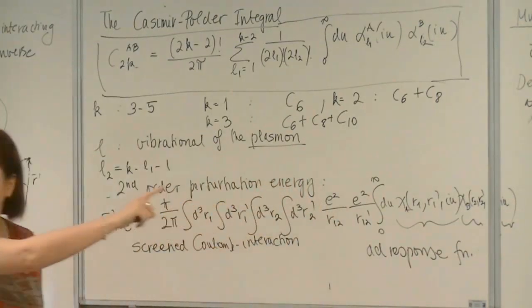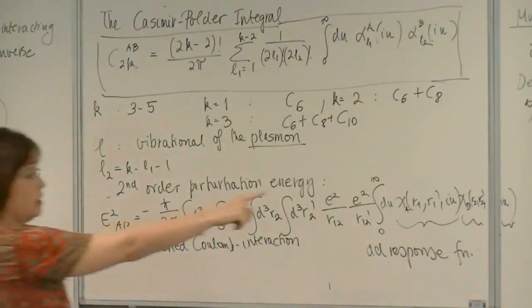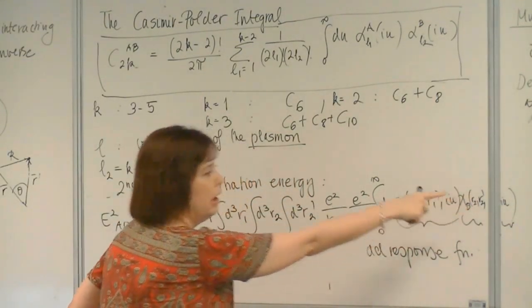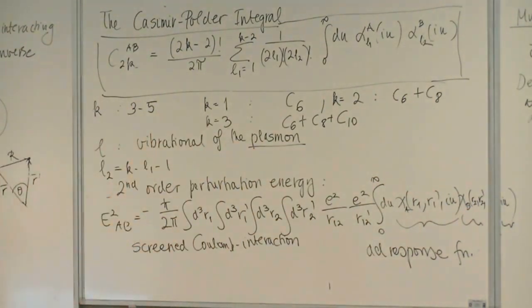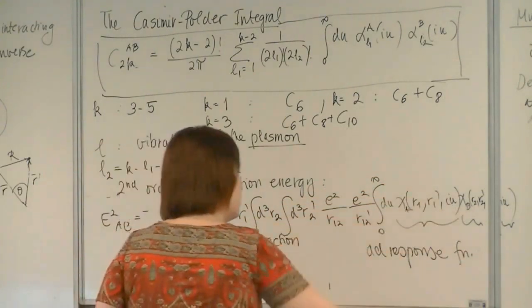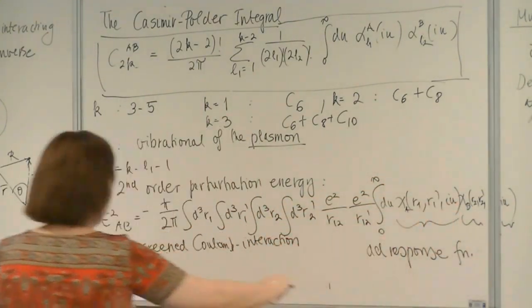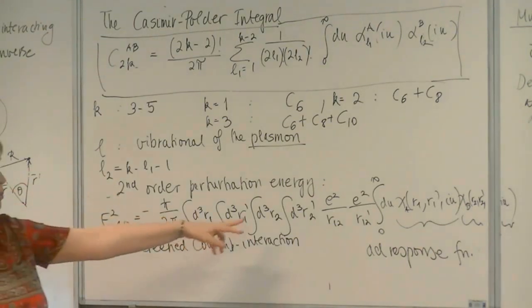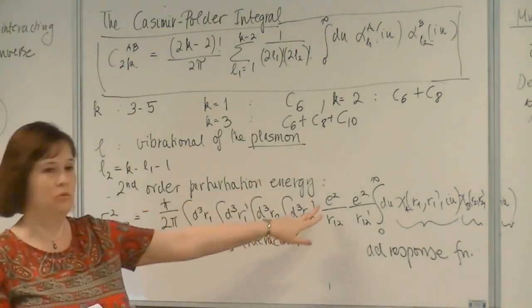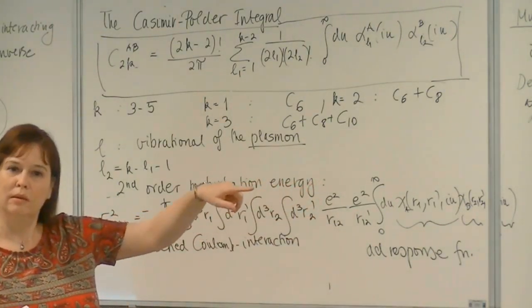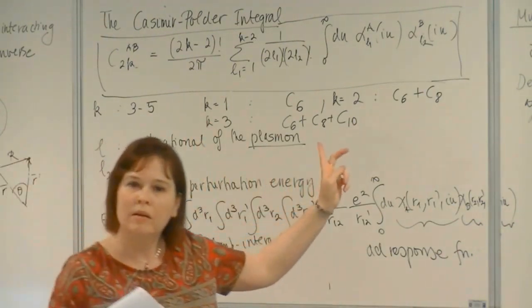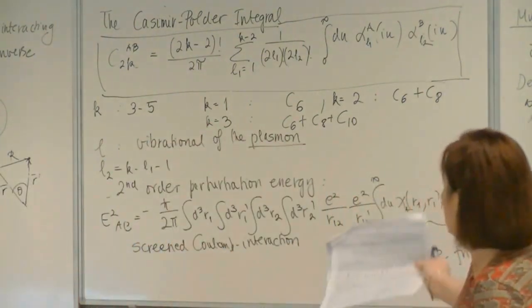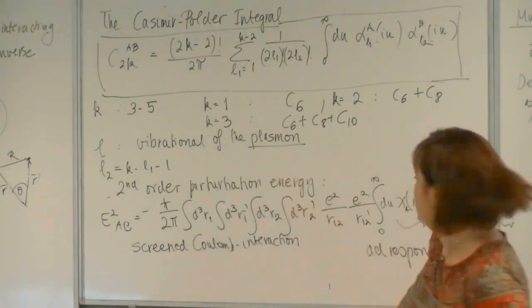This is a non-local quantity. You see R1 and R1 prime, and the same applies to the other coordinates. So it is a non-local quantity, which is why we need so many integrals. We go over all of R1, R1 prime, R2, R2 prime. Is it h cross over 2 pi? H bar, yes, that's the same.